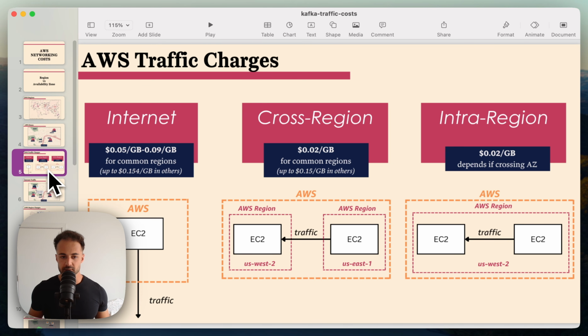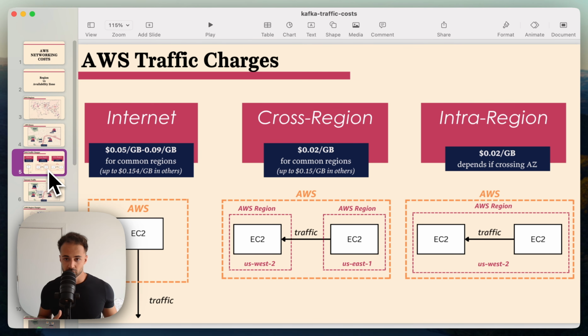Now, internet is the most expensive one. It goes from 5 cents to 9 cents a gigabyte, and it depends on the region as well. Some regions, if you're egressing data out of a region, out to the World Wide Web, which, by the way, World Wide Web here can mean anything outside of AWS. It could be going to GCP, to Azure, to some local provider, to your local computer, whatever. That's the terminology. That's the most expensive part of AWS. And some regions have higher egress costs than others. So again, it really depends on which region you're in.